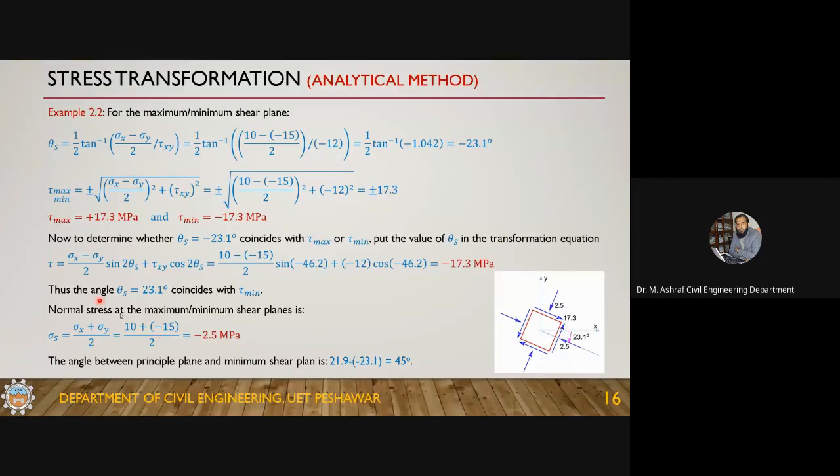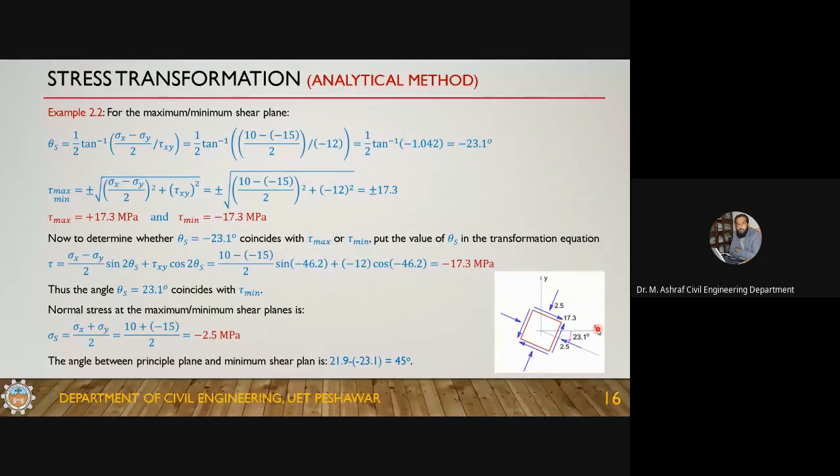And one more thing: the angle between the principal plane and the maximum shear stress plane. You subtract 21.9, which was the principal angle, and minus 23.1. So this results in a 45 degree angle. The principal plane was here and this one is here. So the angle between the maximum shear stress plane and the principal plane is always 45 degrees.